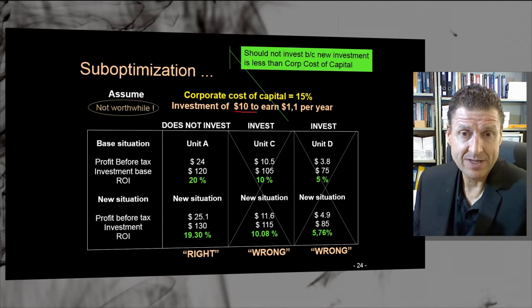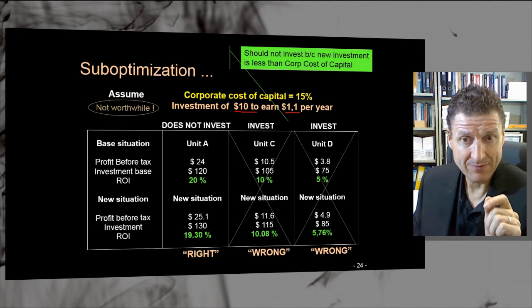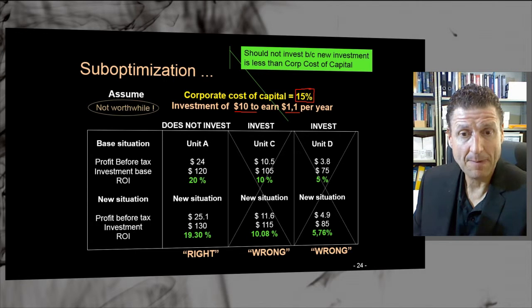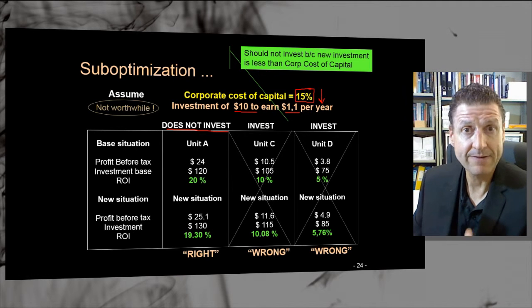We've got the same investment and it is $1.10 per year. But now the difference is the corporate cost of capital is not 10%, it is 15%. So Unit A, you offer them this investment, and of course they will say, no, we're not going to invest. Now, from a corporate point of view, we should not invest in this investment. Why? Because the 15% will go down. It will go down because you're investing in a project that's going to return you less than 15%.